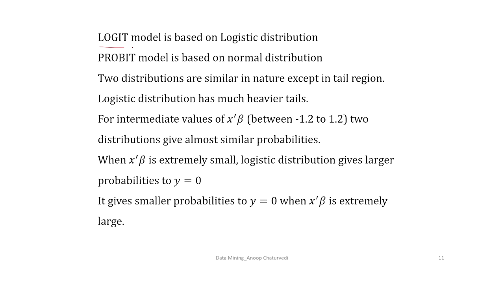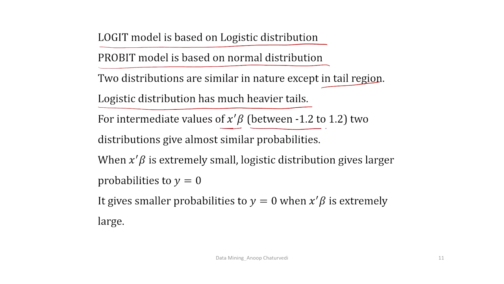So, Logit model is based on logistic distribution, and the Probit model is based on normal distribution. And these two distributions are actually very similar to each other in nature, except in the tail region. So, in tail regions, the two distributions behave differently, but in the middle region, the two distributions are very similar to each other. Say, logistic distribution has heavier tails than the normal distribution. And for intermediate values of x transpose beta, say between minus 1.2 to 1.2, the two distributions give almost similar probabilities.